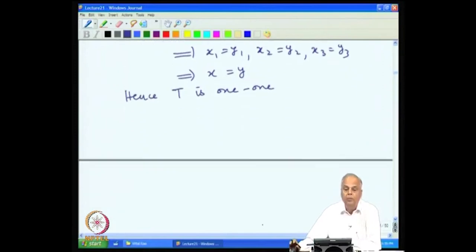So, thus the possibility exists for a 1-1 linear transformation from V to W if the dimension of V is less than or equal to the dimension of W.